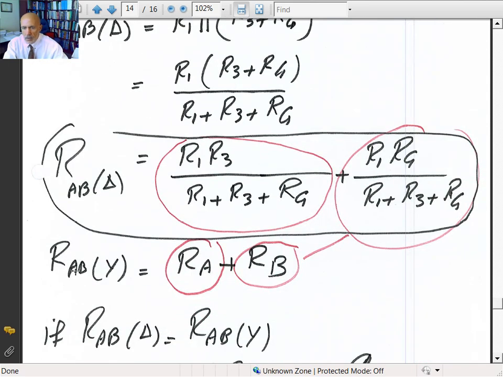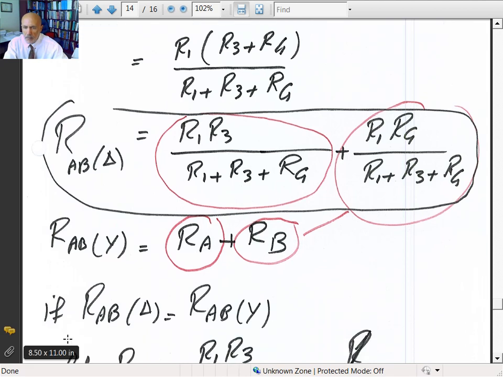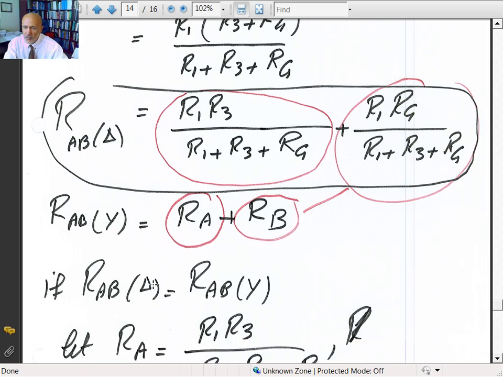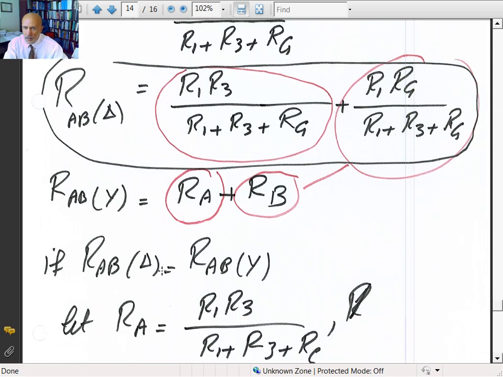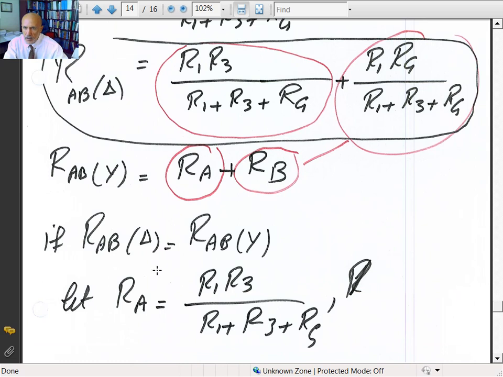So then R of A, B, and Y is to be R of A and then R of B. So if I like the delta to be the same as Y, then I'm going to force R of AB delta to be the same as R of AB Y. Then I'm going to let this be equal to R of B and let this be equal to R of A. So that's delta, and then I can calculate A, B, and C.